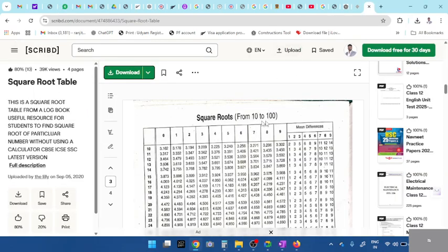Can you see 0, 10 to 100 is given? 10 to 100 square root. Look at the left hand side part. Look at this, I'm talking about this. Now, I'm not able to download it.